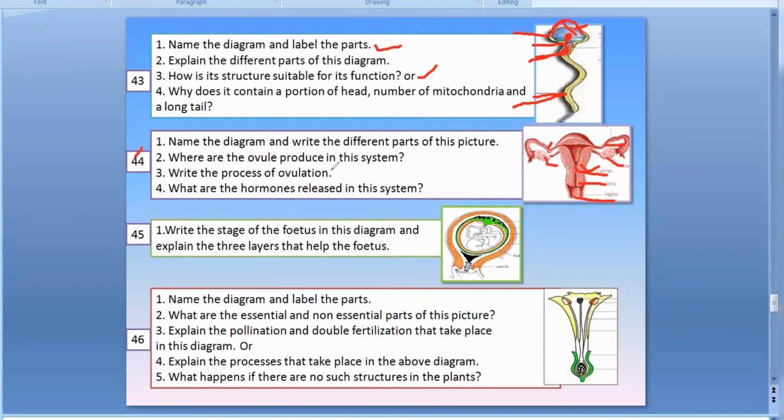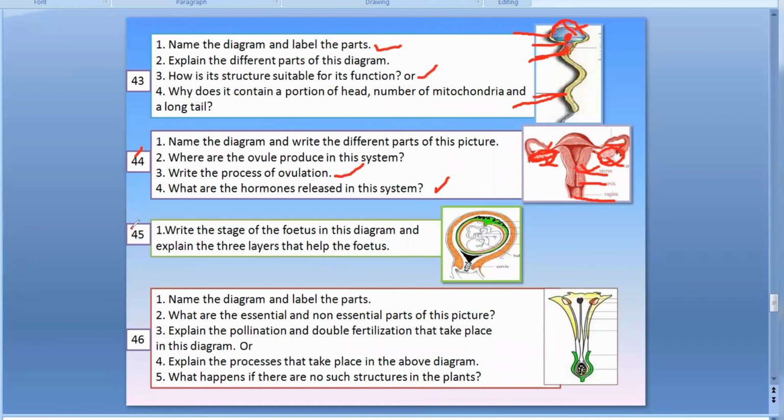And where are the ova produced in this system? In the abdominal region, ova are produced inside the ovaries. There are two ovaries from which ova are produced. Write the process of ovulation. The process of releasing ova by the ovary is called ovulation. What hormones are released in the system? Progesterone and estrogen, and these are responsible for the production of secondary sexual characteristics in the female reproductive system.